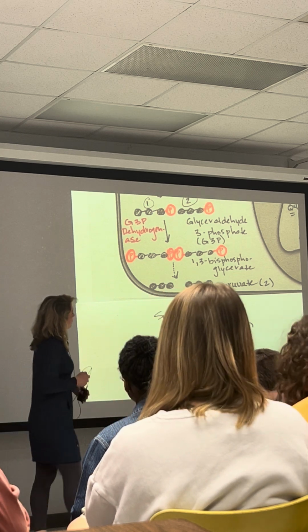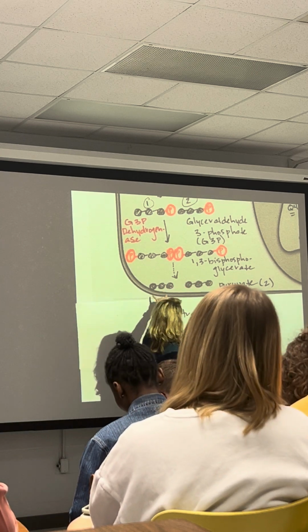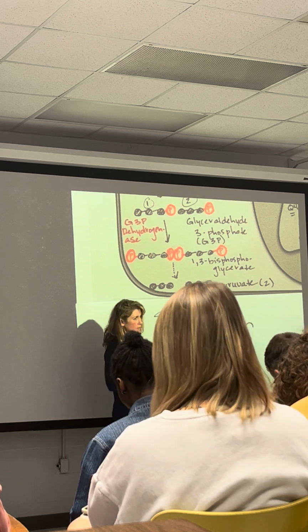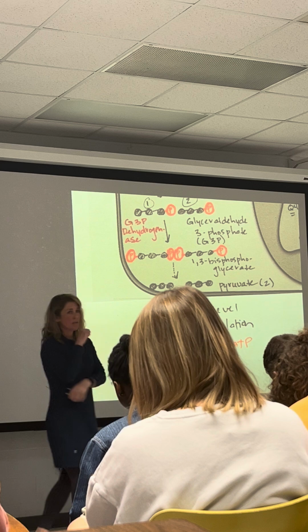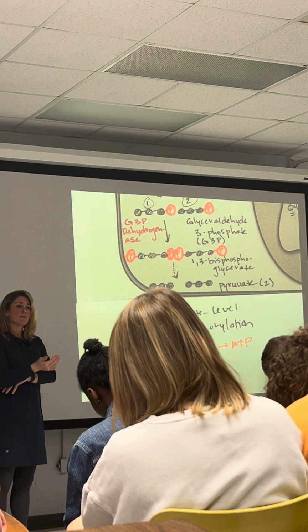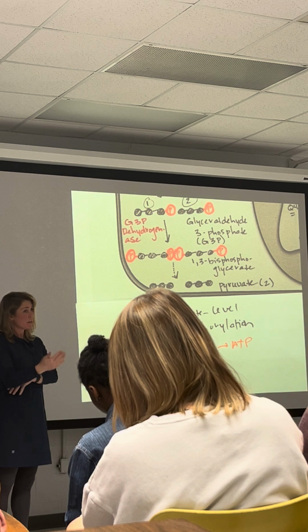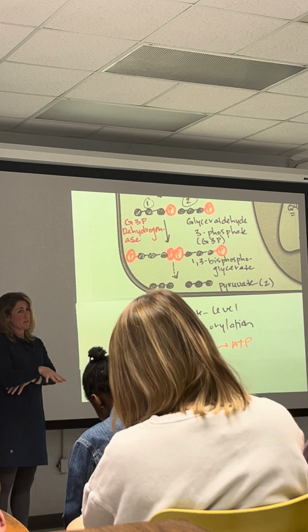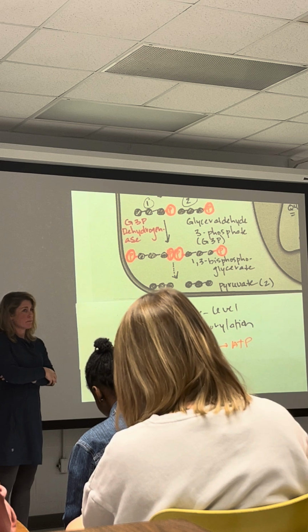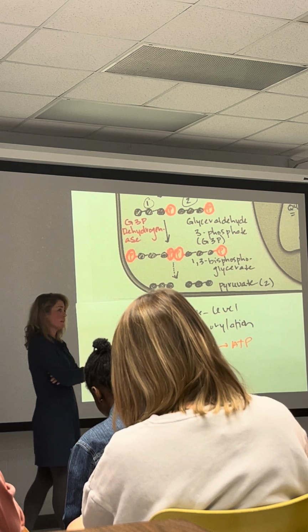So 2 pyruvate. Notice pyruvate has no phosphates because of this. We took them off and we made ATP. So this is glycolysis for our purposes. We started with glucose, ended with pyruvate. In the process, we created some ATP. We also created something called NADH, reduced coenzymes that carry electrons.